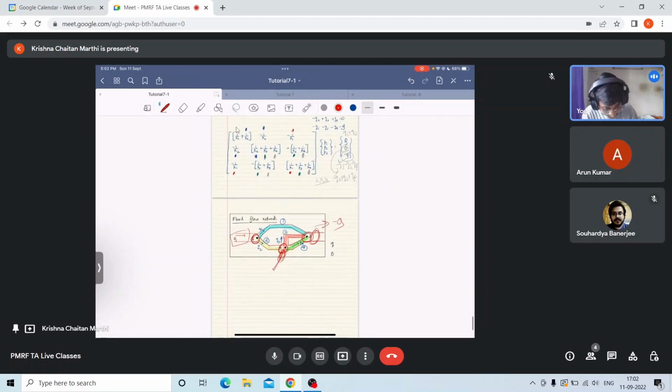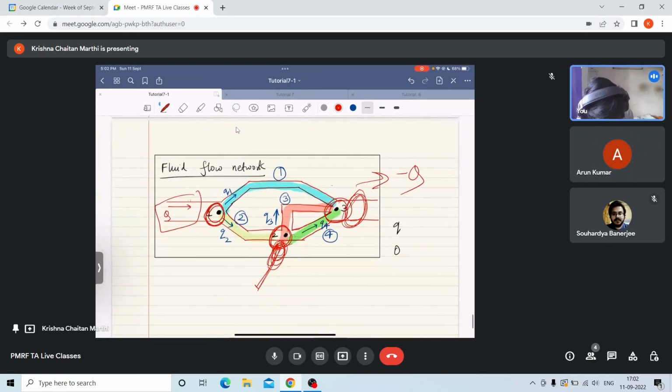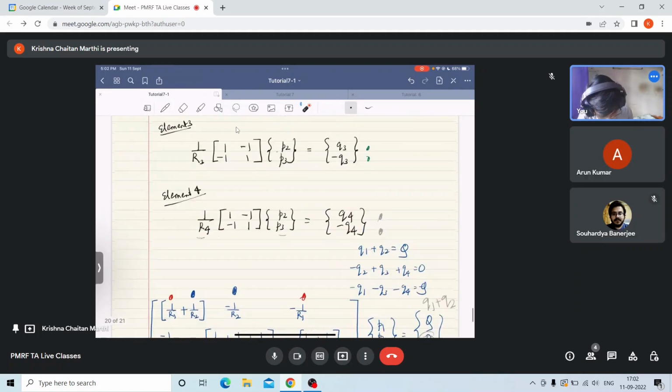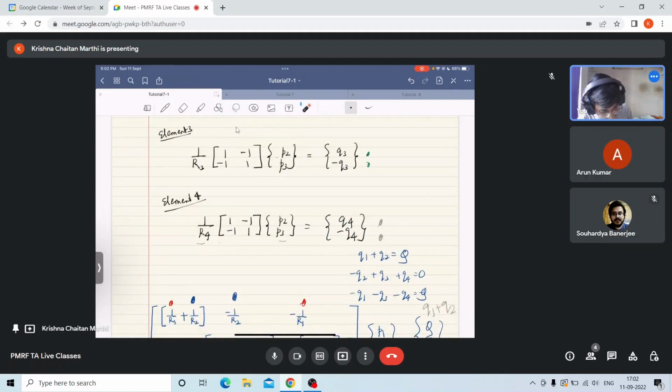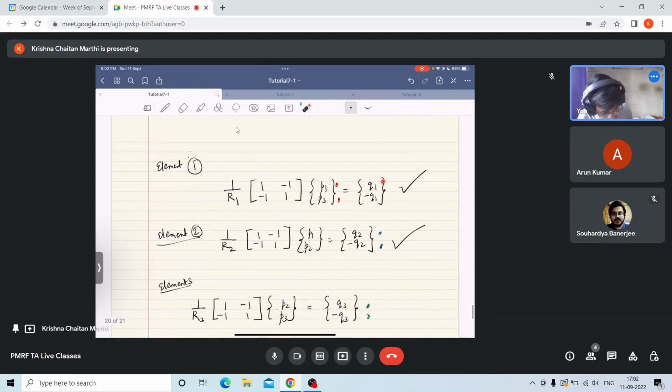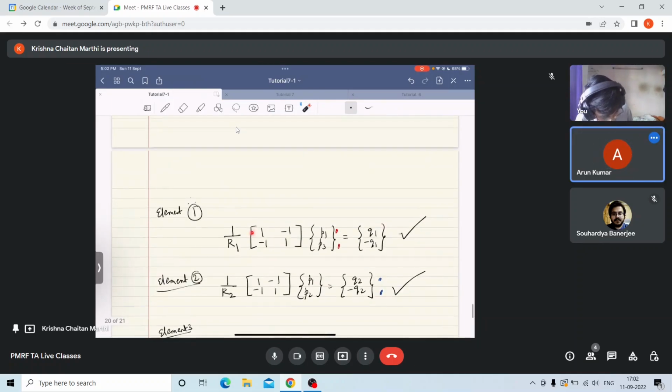See, I have shaded the elements. So this one is my element 1, element 2, element 3, and element 4. So what is my element 1? I have written 1 by R1, so Q1. So 1 by R1 P1 minus 1 by R1 P3, so this is P1 minus P3 divided by R1 equal to Q1, right?